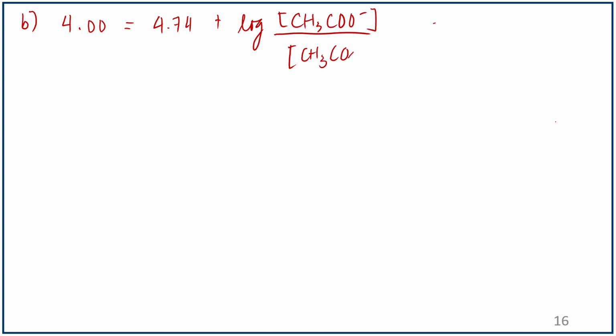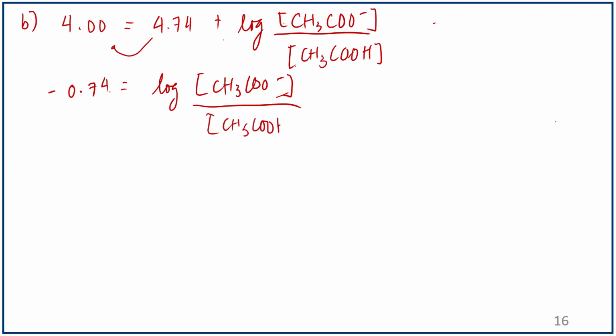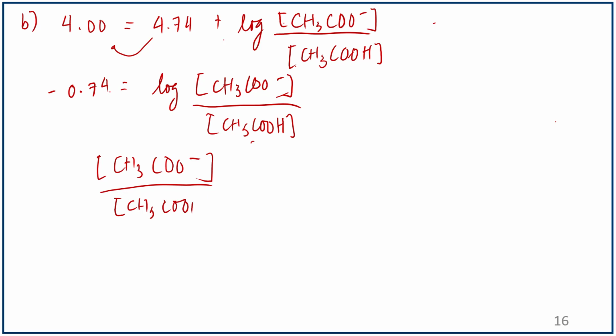CH3COOH. If we do the math, we get negative 0.74, since we're bringing this over to this side of the equation, equal to the log of the ratio between the base and the acid. The ratio between the base and the acid, CH3COO minus divided by CH3COOH, is equal to 10 to the negative 0.74, which is equal to 0.18.